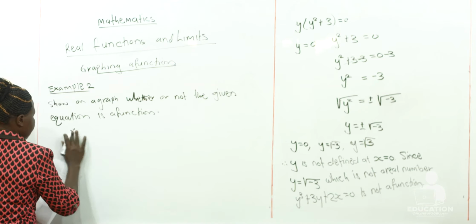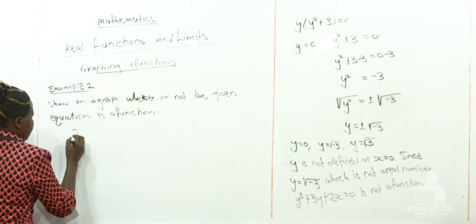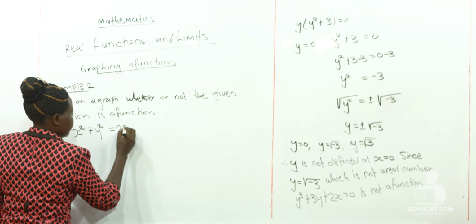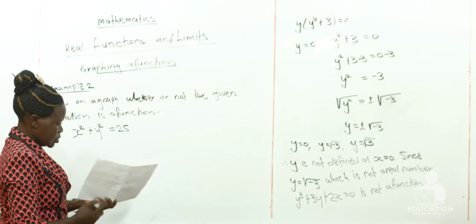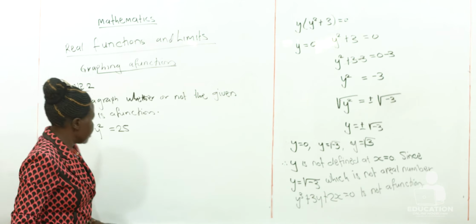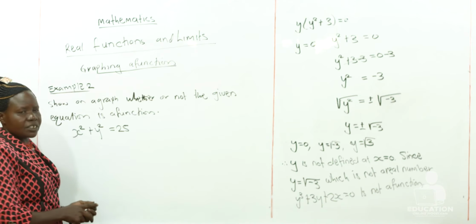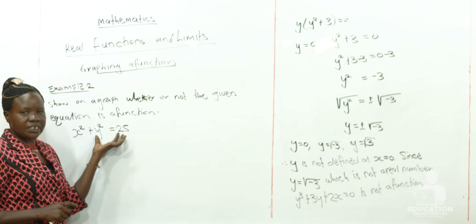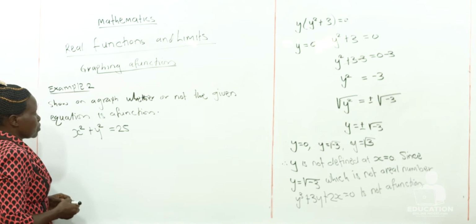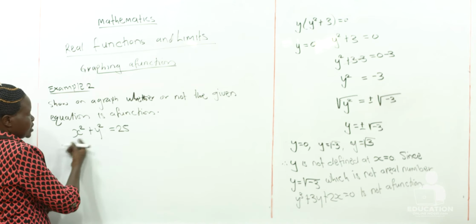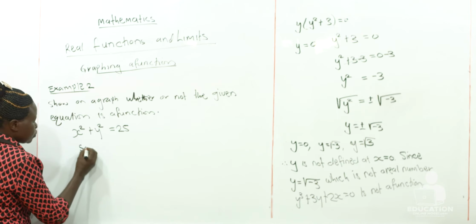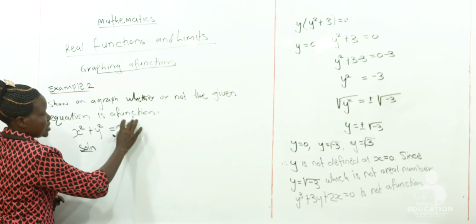And the question is x squared plus y squared equals 25. Assuming you are given this question and they want you to represent this equation on your graph, what do you do? First, before you go to your graph, you identify that this is the equation of a circle. So you get the solution, and here they mention whether it is a function.